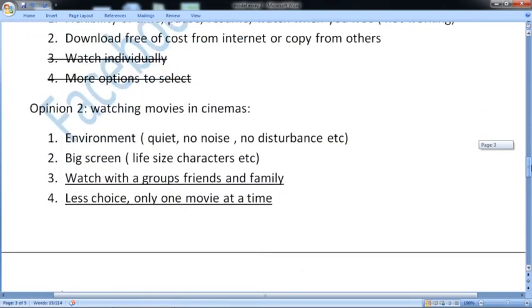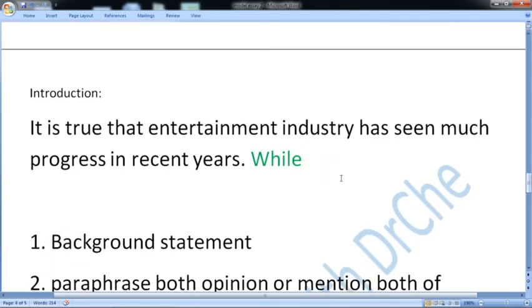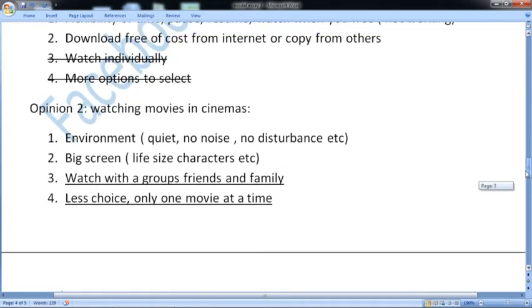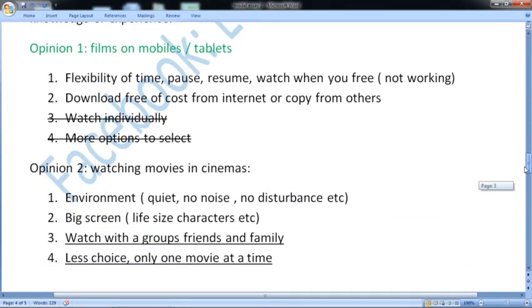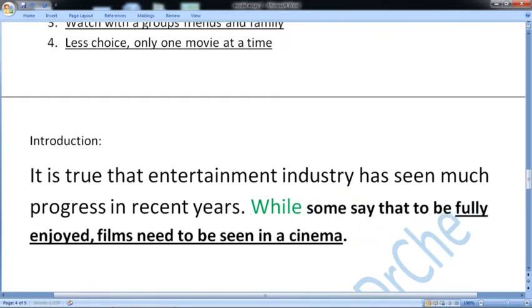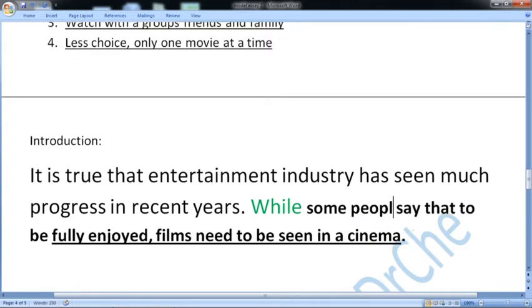I would copy and then I would paste here. This is second, so yes, I have to write the opposite opinion first. While some people... only I have changed "some people", the rest of the sentence is the same. While some people say that to be fully enjoyed, films need to be seen in cinema, comma, I agree with those.